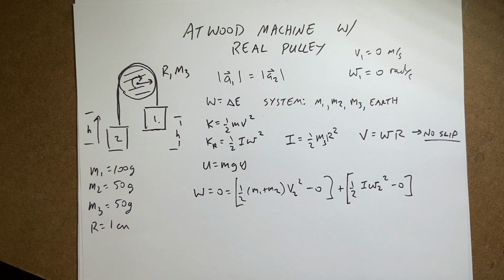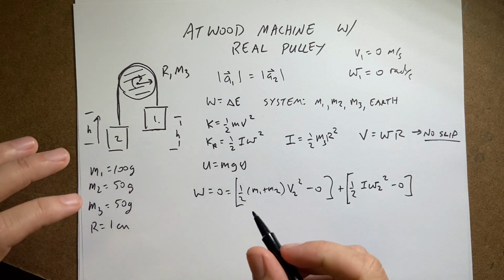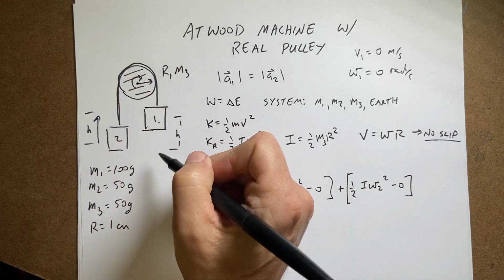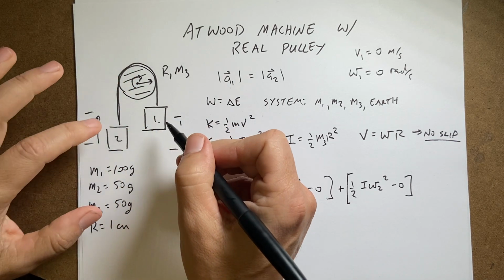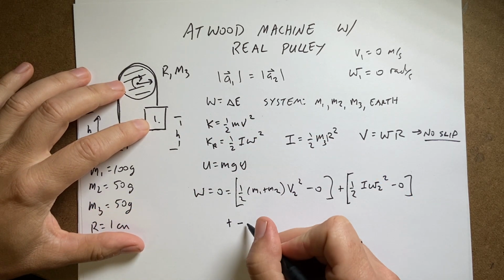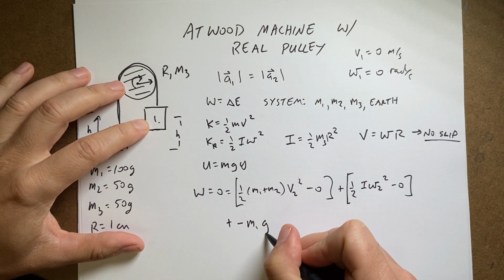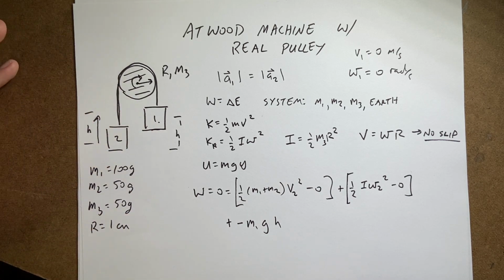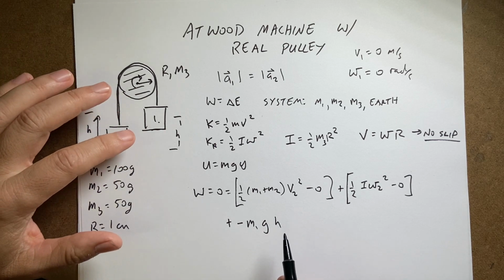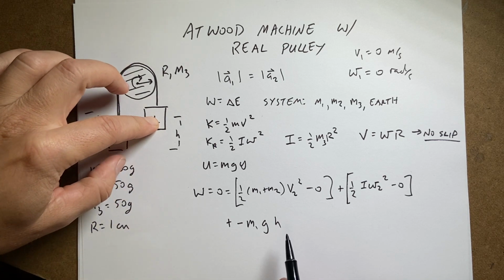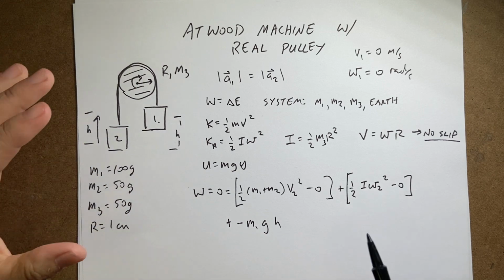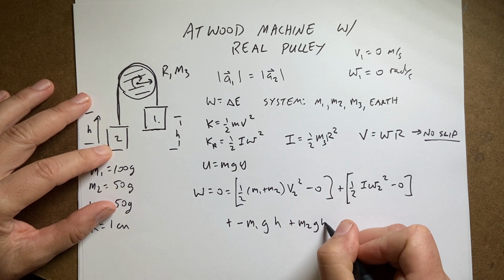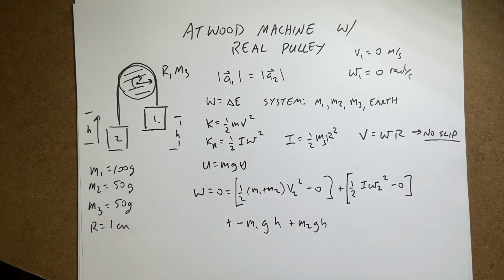And then I need to do the change in gravitational potential energy. So this is going to move down. So its displacement, its delta y, is going to be negative h. So this is going to be minus m1 g h, right? Because delta y is negative h. That's my change in gravitational potential energy. Now this one's going to move up. So it's going to have plus m2 gh. That's its change in gravitational potential energy.